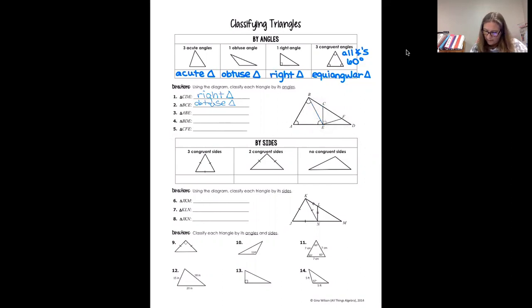Triangle ABE. Notice those three little things here. They're not tick marks, but they're little angle marks. So that lets you know that all three angles are the same. So if all three angles are the same, this is an equiangular triangle.